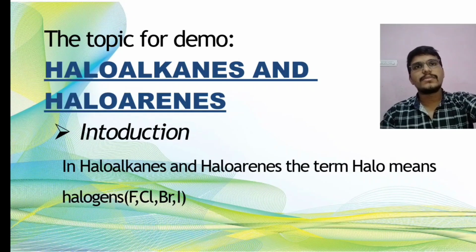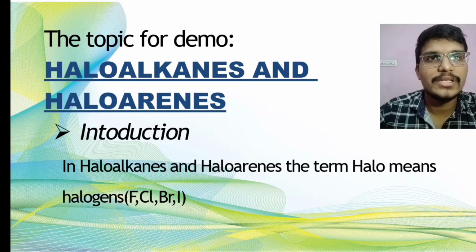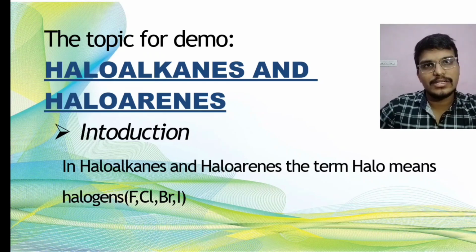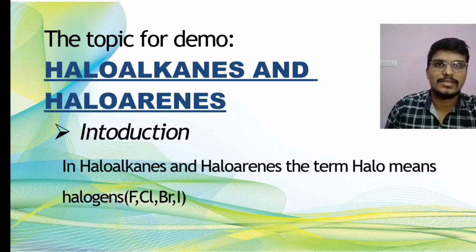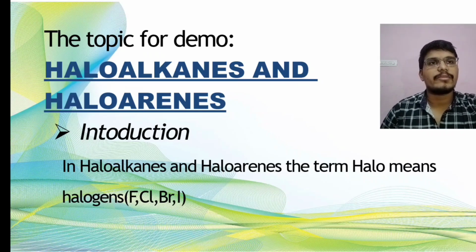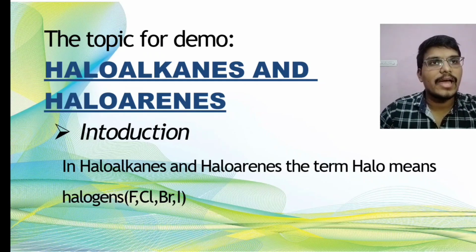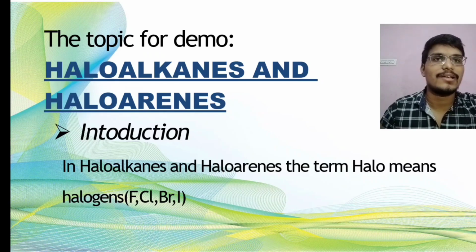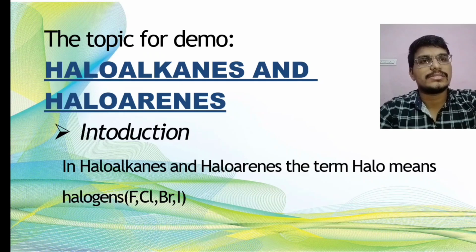Coming to the demo, for now I will explain about haloalkanes and haloarenes. In haloalkanes and haloarenes, the term halo means halogens. When a halogen substituent is attached to a carbon chain, it is called haloalkane or haloarene. If it is attached to an aromatic carbon, then it is haloarene. If it is attached to an aliphatic carbon, then it is haloalkane.